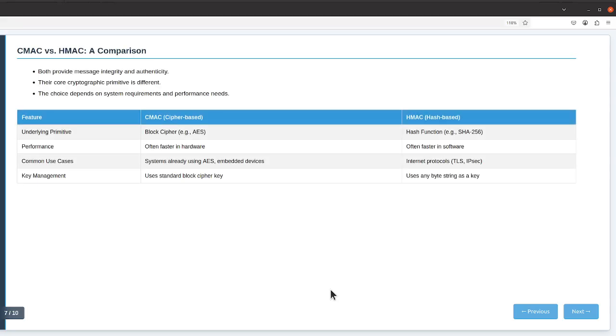CMAC versus HMAC. CMAC is not the only popular MAC algorithm out there. Its main competitor is HMAC, which stands for Hash-based Message Authentication Code. While both serve the same purpose of providing integrity and authenticity, they are built differently. The primary difference is their core component. CMAC uses a block cipher like AES, while HMAC uses a cryptographic hash function like SHA-256.